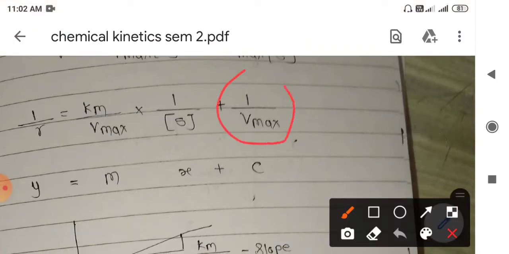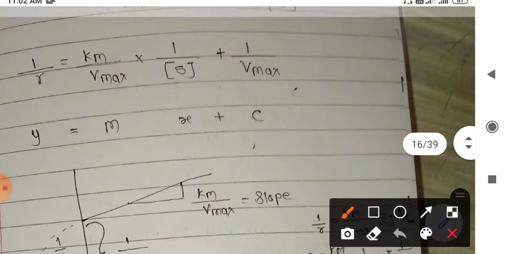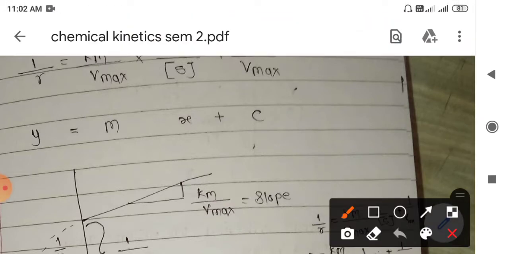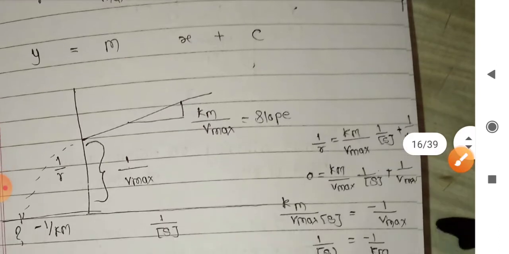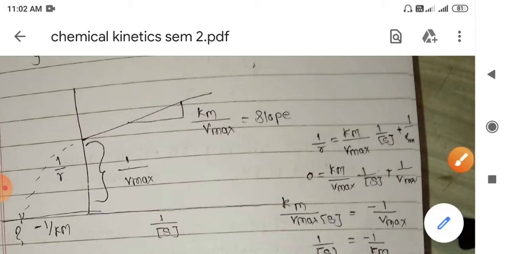This 1 upon Vmax is a constant. Suppose we plot the graph of 1 upon R versus 1 upon S. The slope of that equation comes out to be Km upon Vmax. So we have an equation of the form y equals mx plus c, where c is 1 upon Vmax and the slope is Km upon Vmax. Along the y-axis we plot 1 upon R, and along the x-axis we plot 1 upon S.